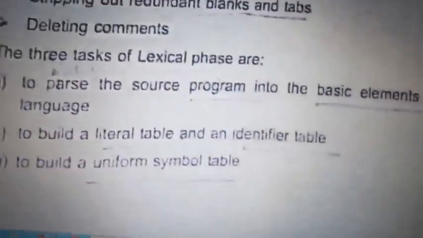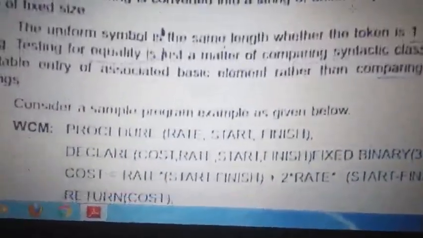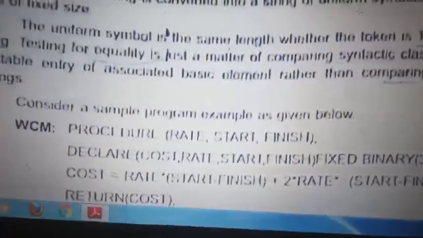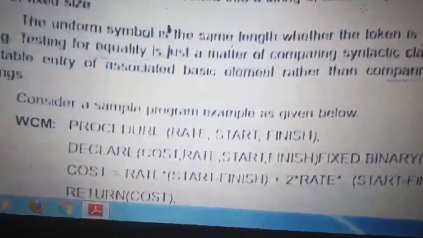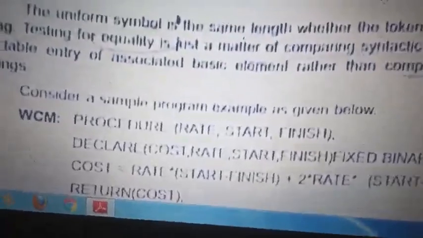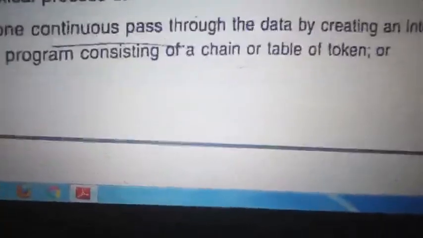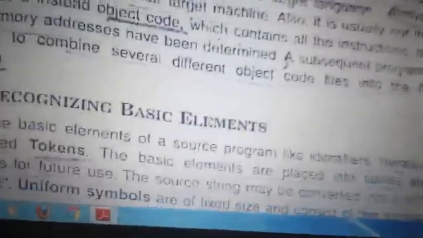So this was the first step of the compiler, recognizing the basic elements. It will recognize all the basic elements: this is your identifier, these are the terminals or terminators, these are the symbols, these are the characters, these are the special characters or the operators. Like that it separates. So that is the first step of the first phase: recognize the basic elements.